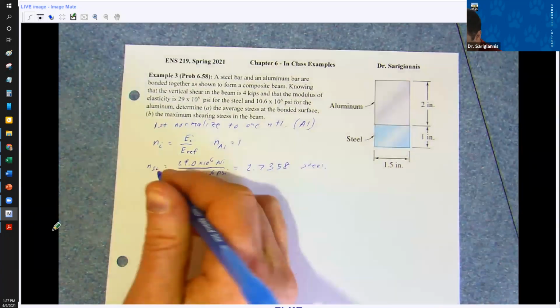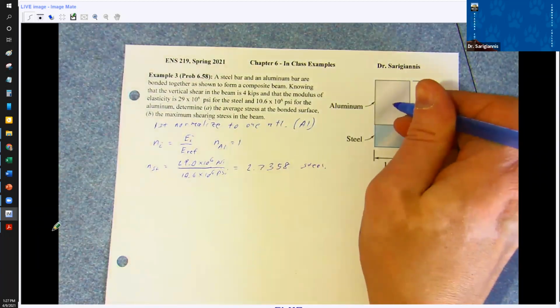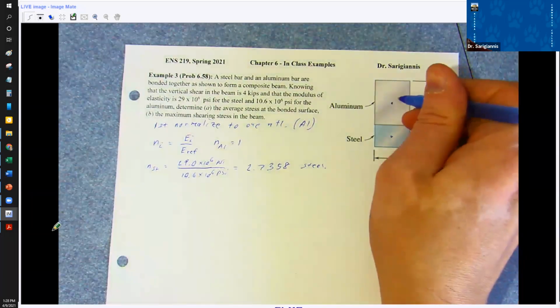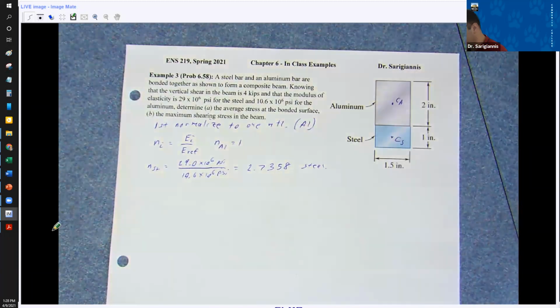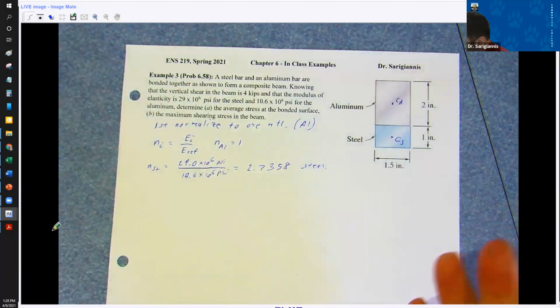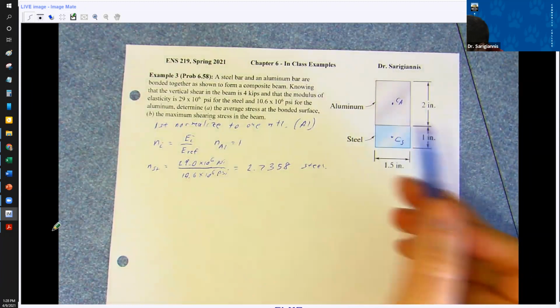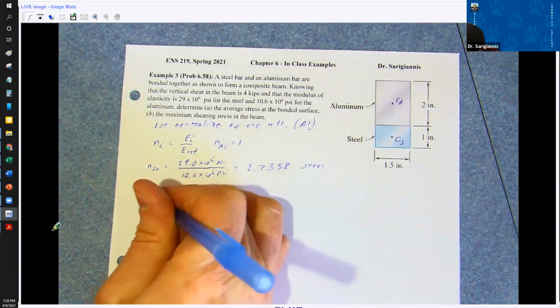Let's look at this from the standpoint of trying to figure out our centroid. So remember, this is what we did when we figured out centroids. Our aluminum centroid's up here. Our steel centroid is down here. So I'll put centroid of aluminum, centroid of steel. Our combined is going to be somewhere in the middle. Again, we're figuring out the neutral axis for this thing. But we've got two different materials, so we've got to normalize them.